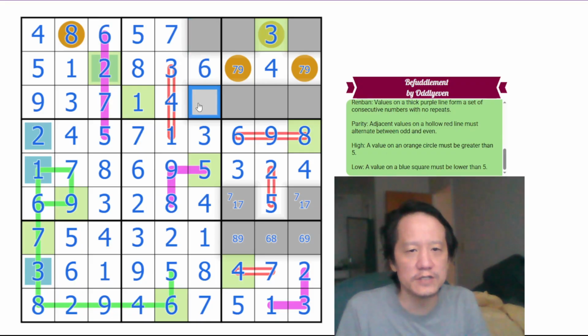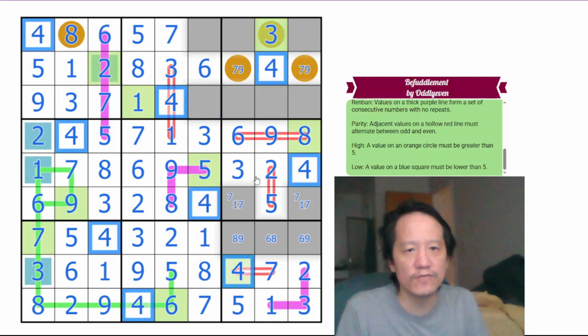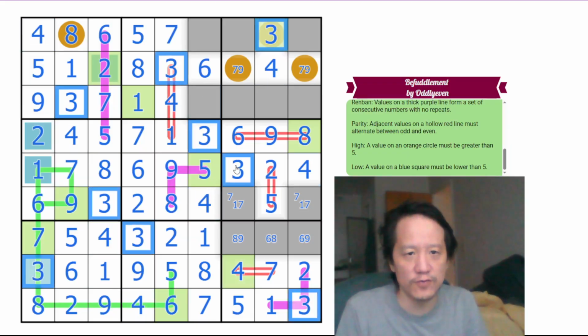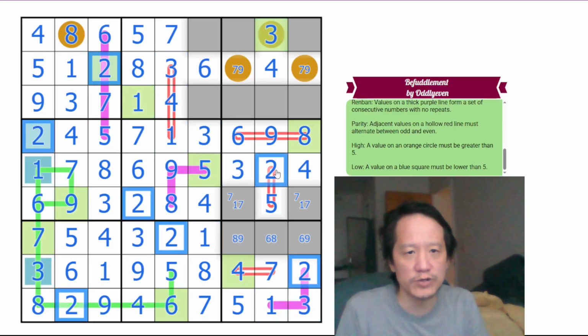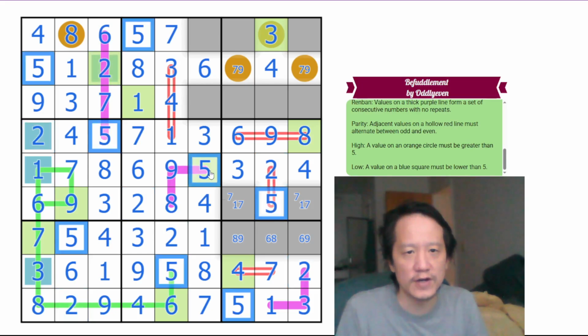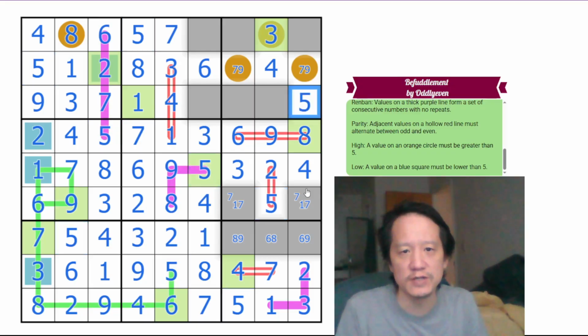The remaining digits in... So we have 4s. So we're done with 4s. We're done with 3s. We are not done with 1s. We are not done with 2s. 5s. We have 8 5s. We know where the last 5 has to be. It has to be here.